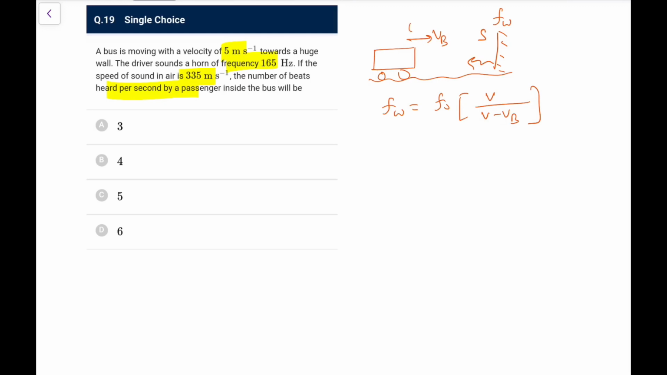Now the same frequency is reflected back. Now the wall will be the source and the bus will be the observer. So the frequency of the reflected sound heard would be the frequency of the wall, times V plus Vb upon V, because the observer is moving. If I do that, it becomes F naught times V plus Vb upon V minus Vb.